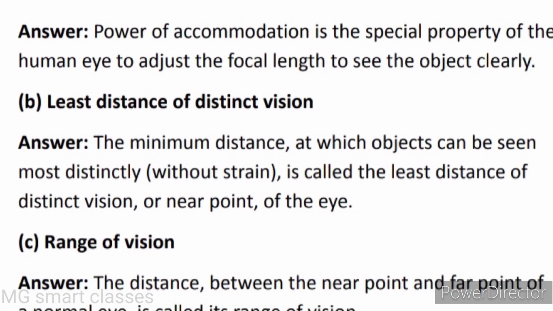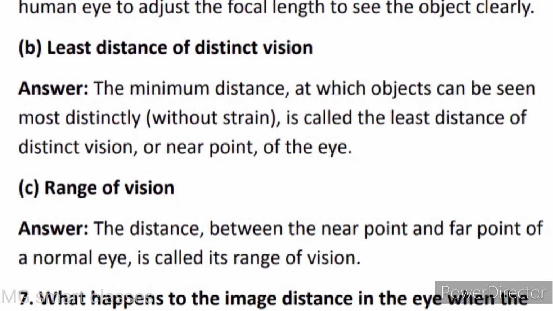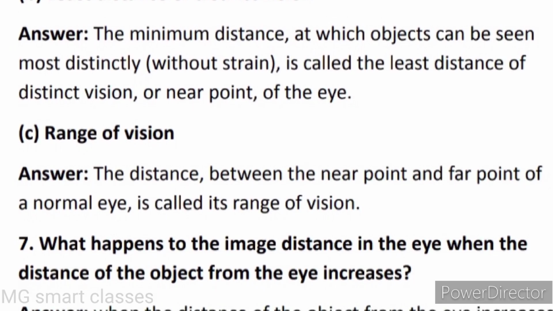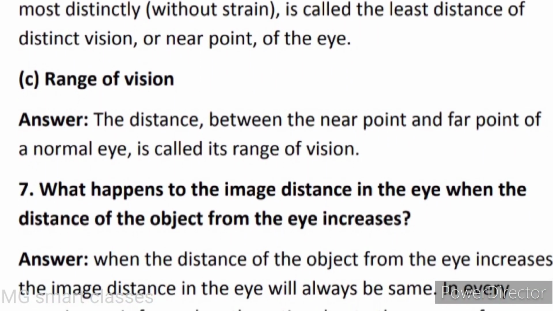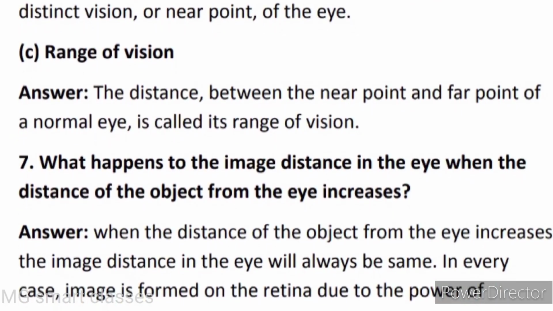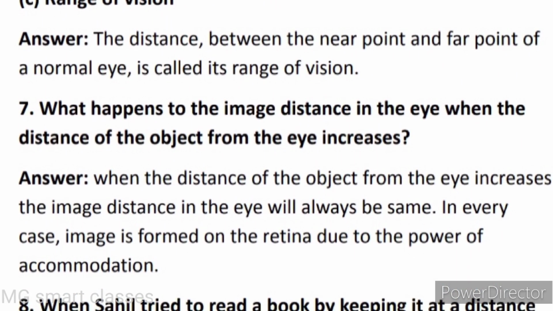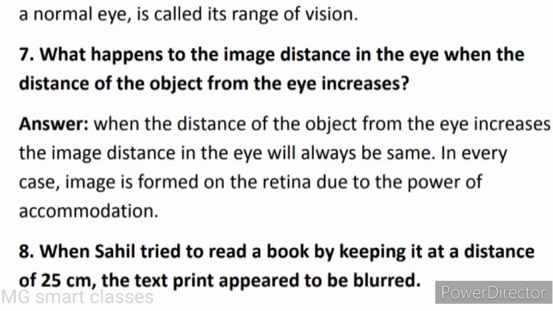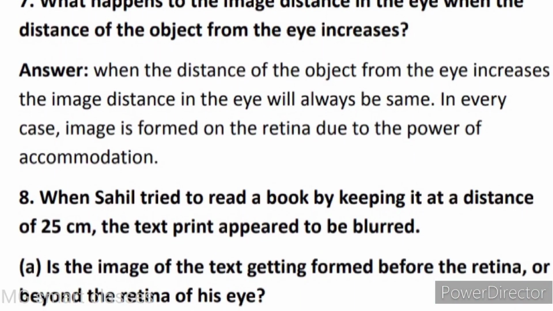C. Range of vision. The distance between the near point and the far point of a normal eye is called its range of vision. Question number 7. What happens to the image distance in the eye when the distance of the object from the eye increases? When the distance of the object from the eye increases, the image distance in the eye will always be the same. In every case, image is formed on the retina due to the power of accommodation.